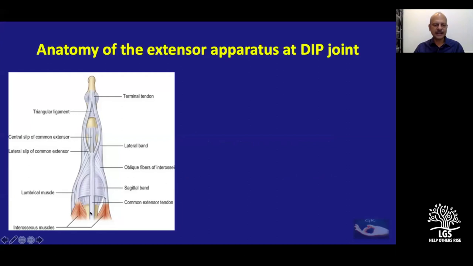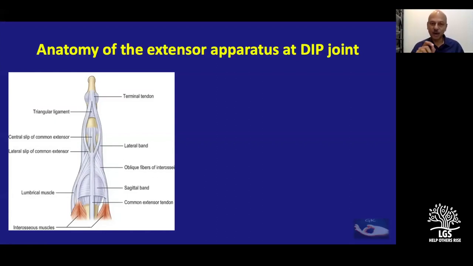The common extensor tendon, that is the extensor digitorum for the fingers, runs over the proximal phalanx. At the level of the middle of the proximal phalanx, it splits into three: one central slip and two lateral slips. The central slip gets attached to the base of the middle phalanx on the dorsal aspect. The two lateral slips run on either side and then join together at the level of the middle phalanx to form the terminal tendon.